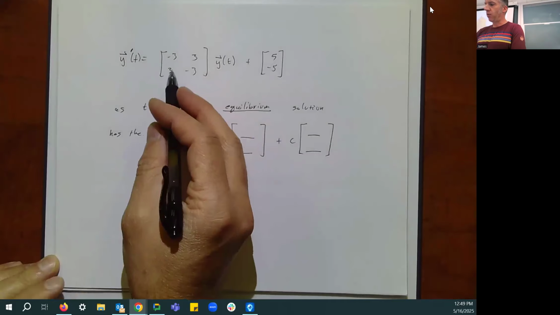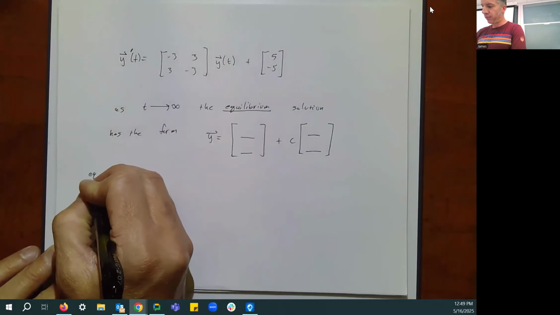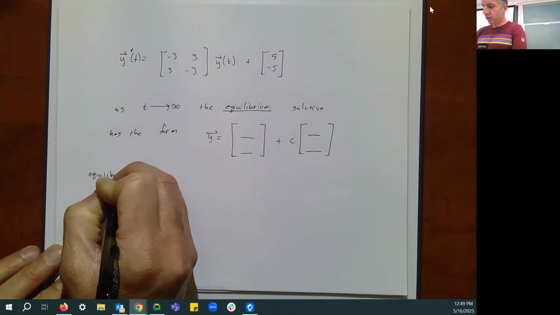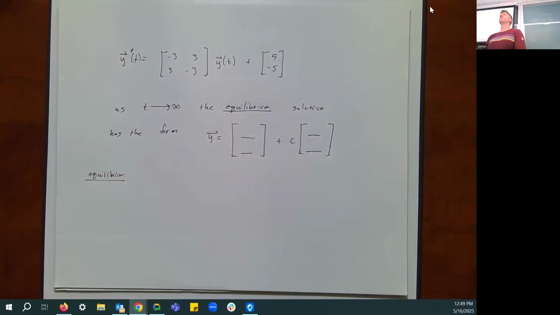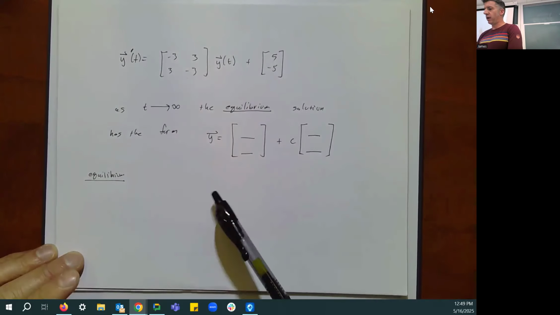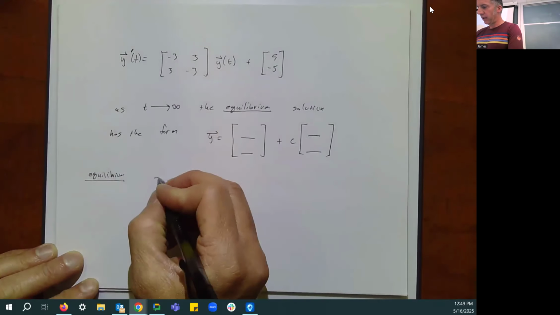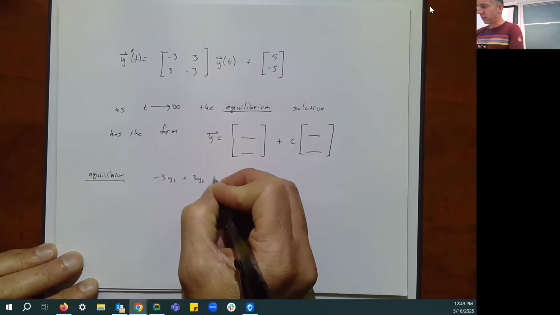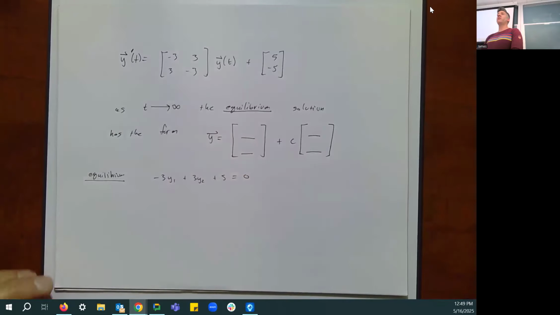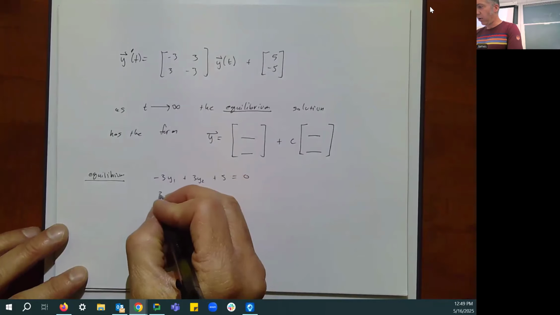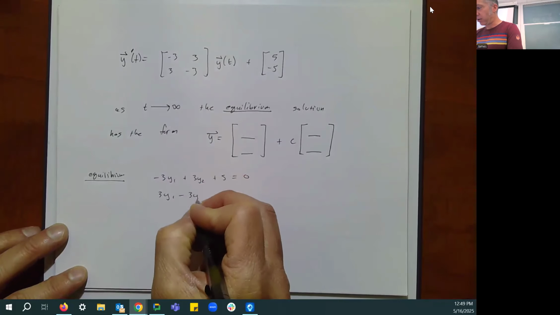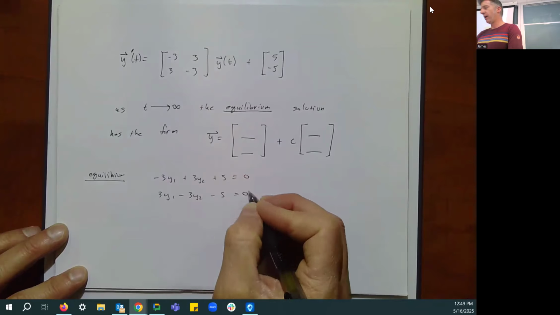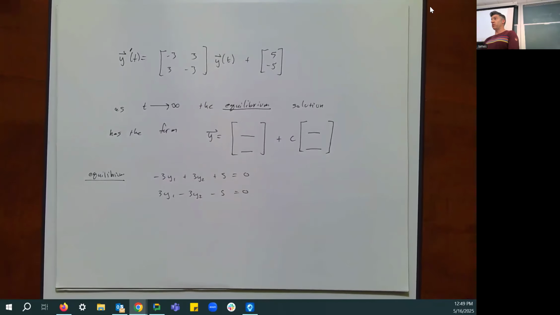Okay. So we can first find the equilibrium. Oh, this one. I remember this one. This one was weird because one of the eigenvalues is 0. So equilibrium. We have -3y1 plus 3y2 plus 5 equals 0. And I don't even really want to write the second equation because it's the same. The second equation is 3y1 minus 3y2 minus 5 equals 0. And technically not the same, but a multiple of the first equation.